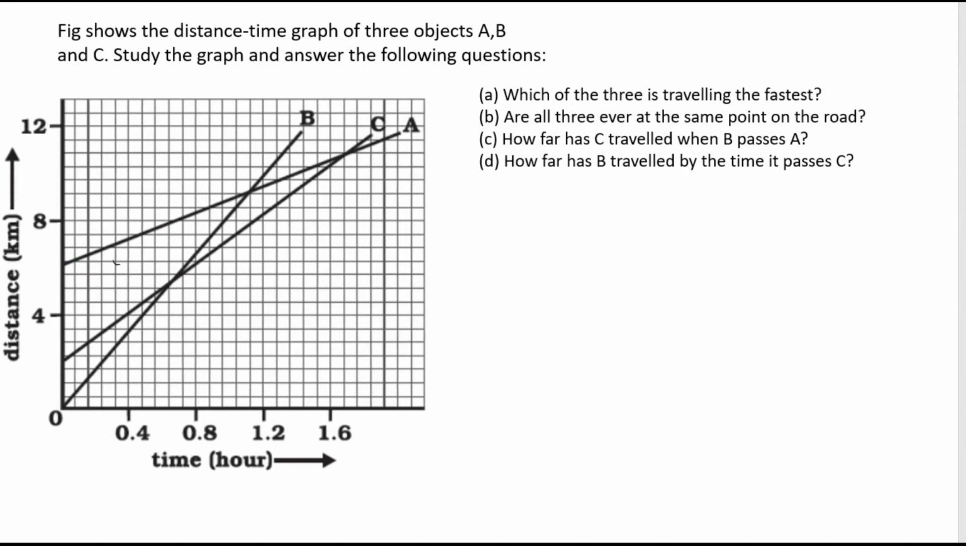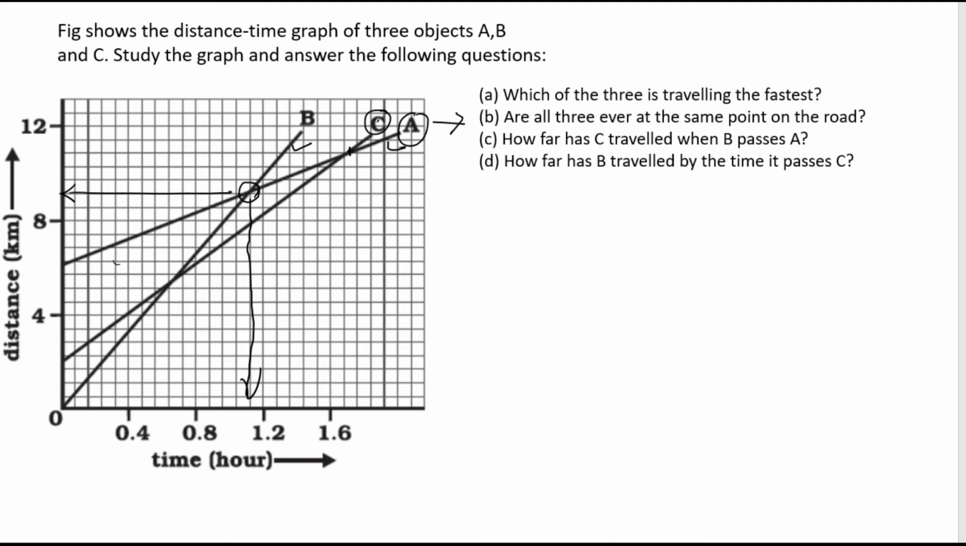We'll go for the next question, which is, are all three ever at the same point on the road? Now look at the graph. If you find an intersection of two lines, that means these two vehicles, B and A in this case, are at the same distance at this particular time. And you can see here the intersection of vehicles C and A, where these two lines meet at this particular time.